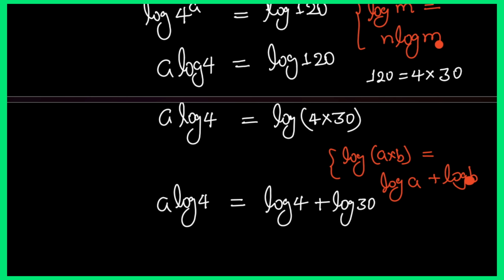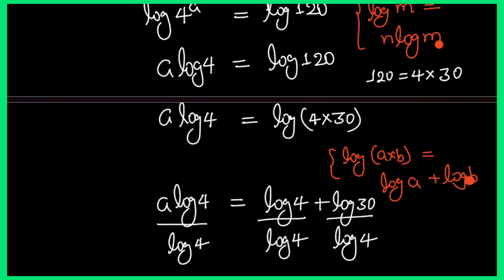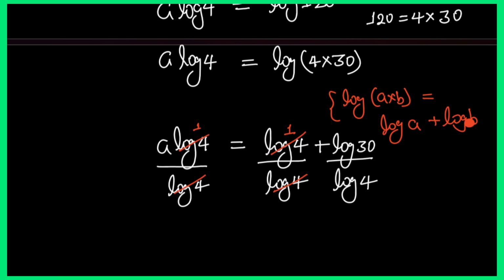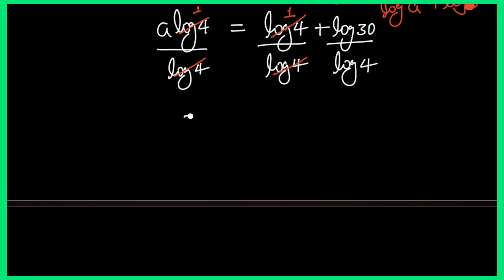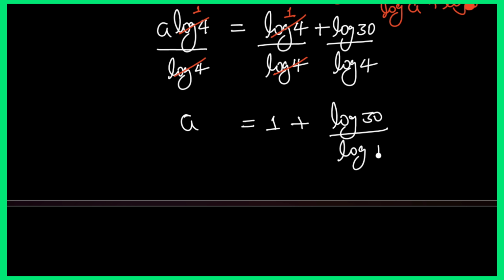Now we will cancel this log 4, so dividing both sides by log 4. It becomes a log 4 over log 4 equals log 4 over log 4 plus log 30 over log 4. Now log 4 over log 4 cancels out, we get 1, and the other log 4 over log 4 cancels out, we get 1. So the equation becomes a equals 1 plus log 30 over log 4.